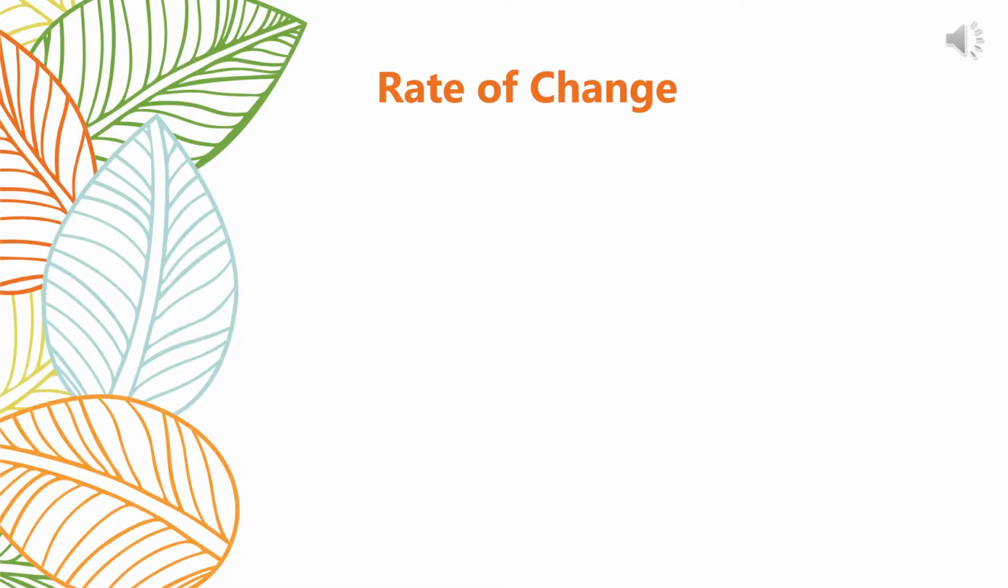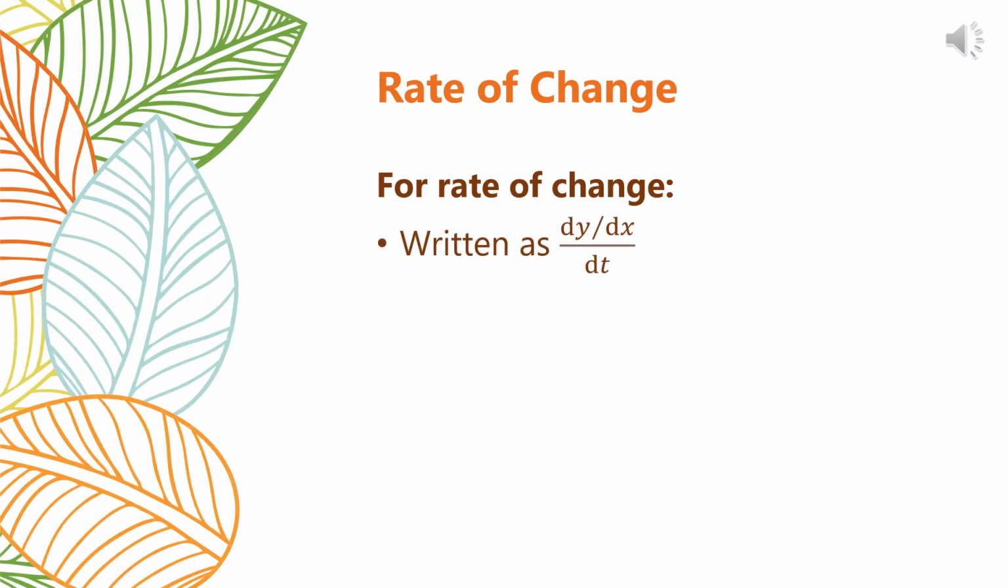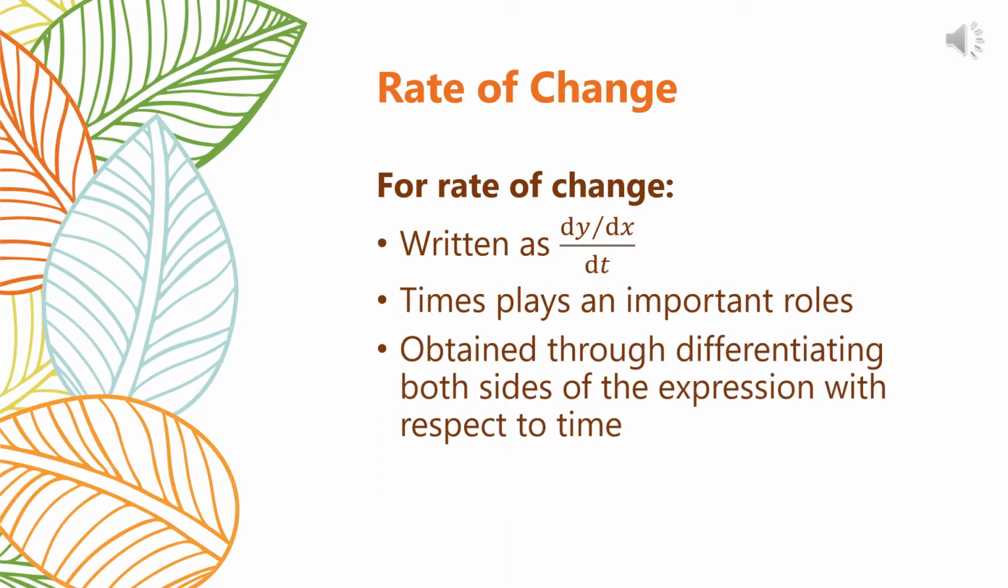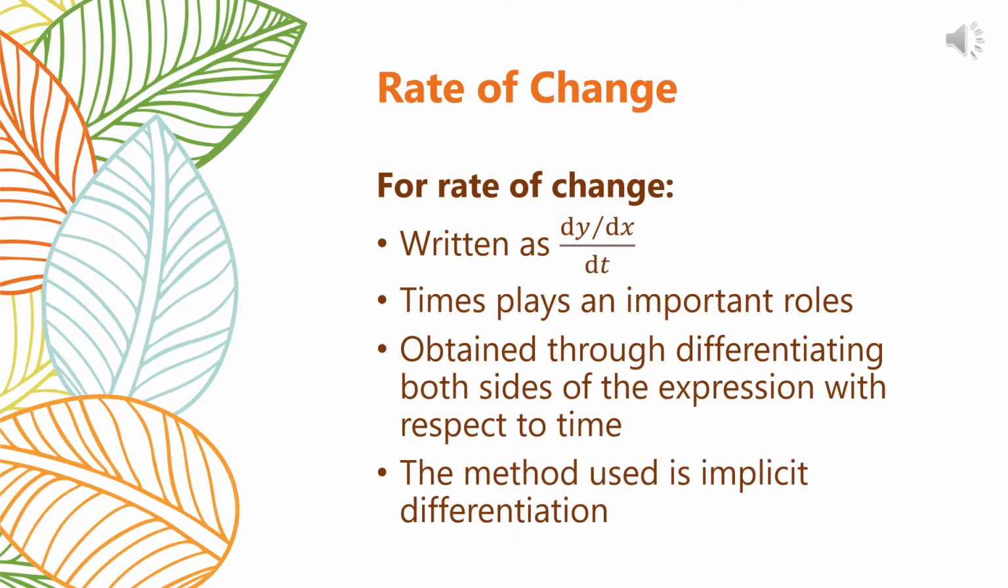These are rate of change and mean value theorem, just to name a few. First up is rate of change. Rate of change of y or x with respect to t is written as dy or dx over dt, where dt stands for derivative of time. As a matter of fact, time plays a very important role. Rate of change can be obtained through differentiating both sides of the expression with respect to time, and the method used is implicit differentiation.